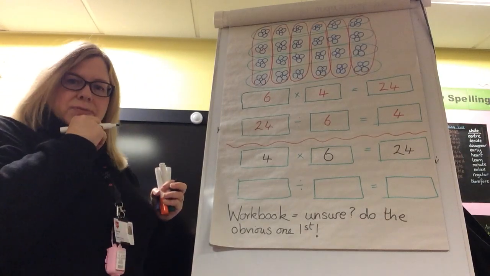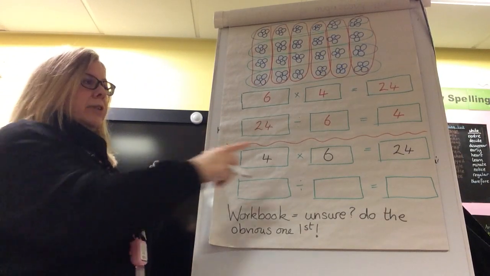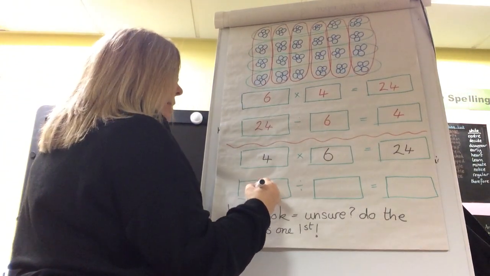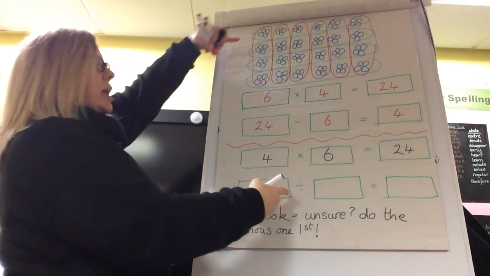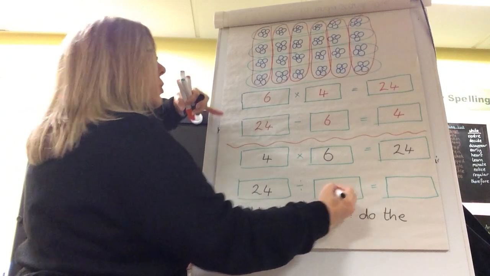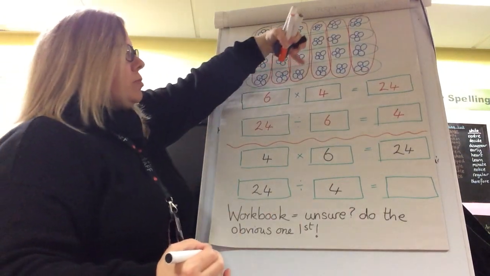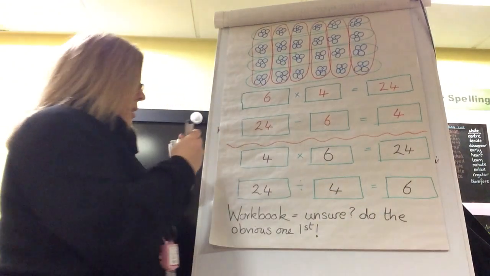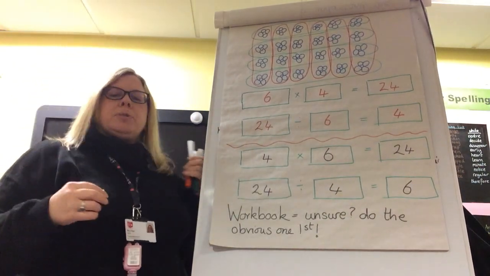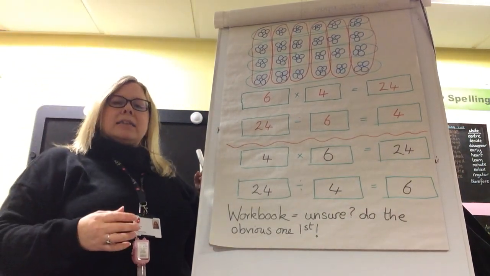Now, who got onto the division bit at the bottom? Hopefully you remembered we always start with the biggest number. So if I'd got 24 and I shared it into 4 groups, how many would be in each group? 6. Okay. So there we go, guys, looking at the relationship between multiplication and division.